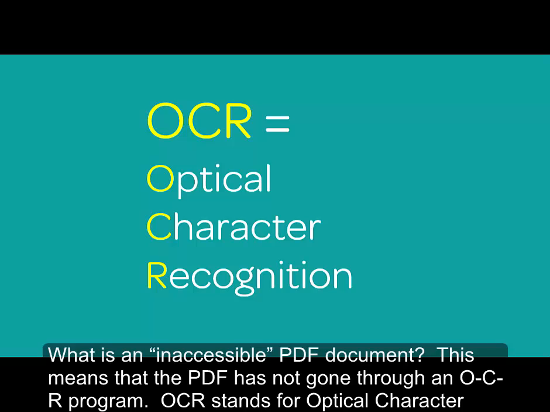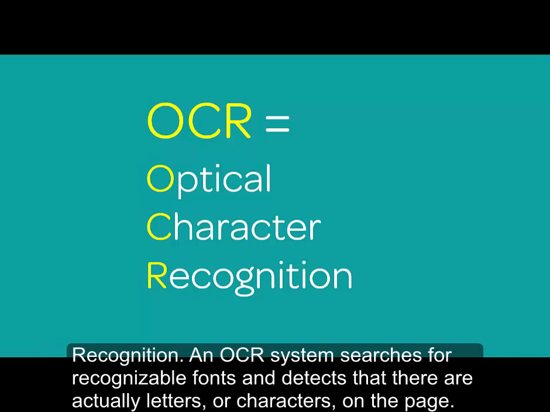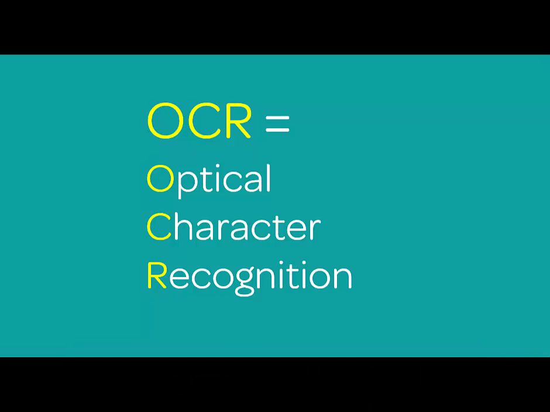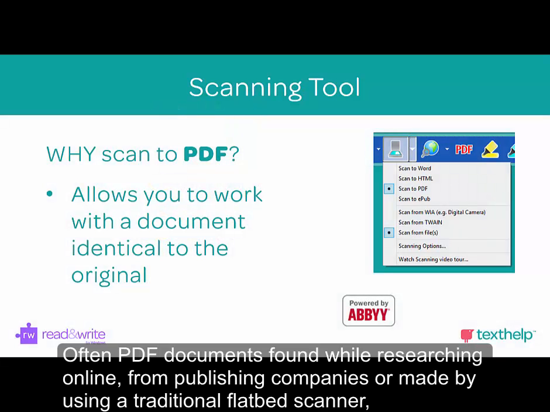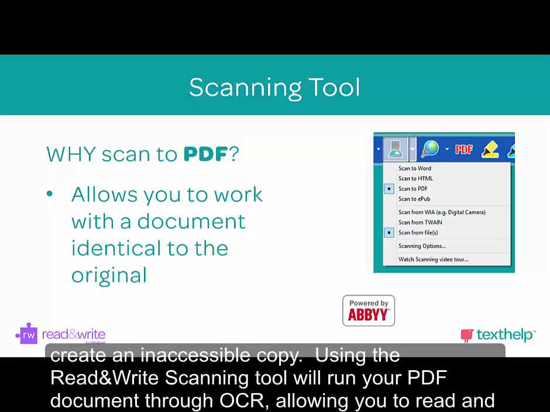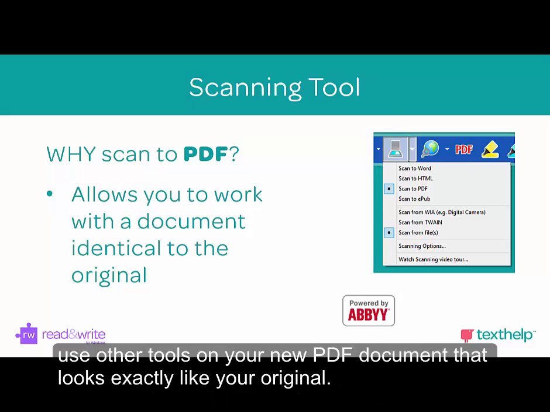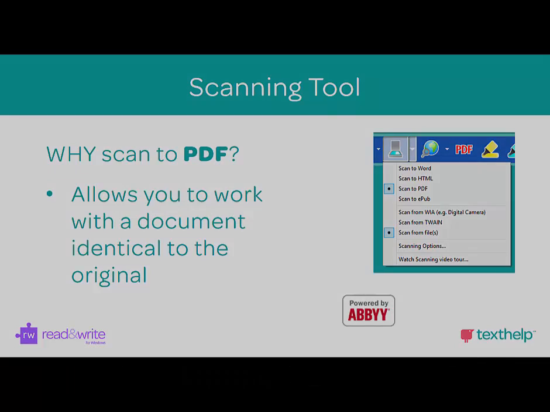What is an inaccessible PDF document? This means that the PDF has not gone through an OCR program. OCR stands for Optical Character Recognition. An OCR system searches for recognizable fonts and detects that there are actually letters or characters on the page. Often PDF documents found while researching online, from publishing companies, or made by using a traditional flatbed scanner create an inaccessible copy. Using the Read and Write scanning tool will run your PDF document through OCR, allowing you to read and use other tools on your new PDF document that looks exactly like your original.